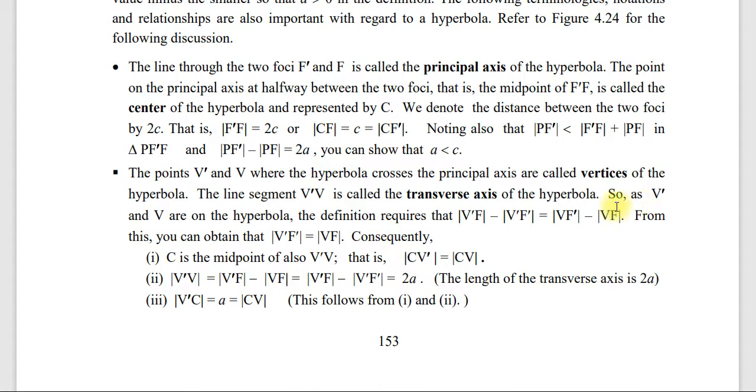So as v prime and v are on the hyperbola, the definition requires that v prime f minus v prime f prime is equal to vf prime minus vf.